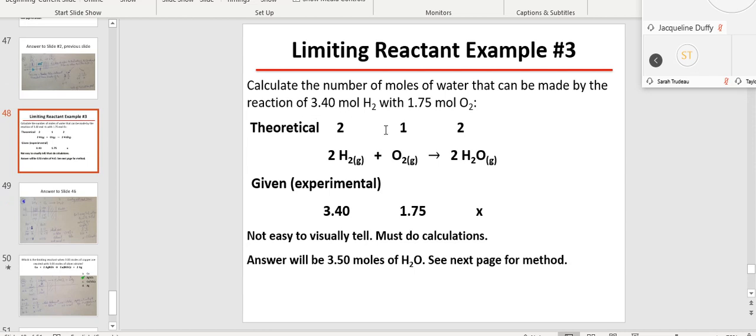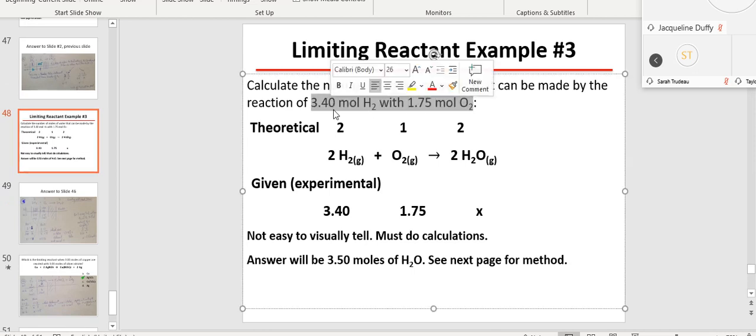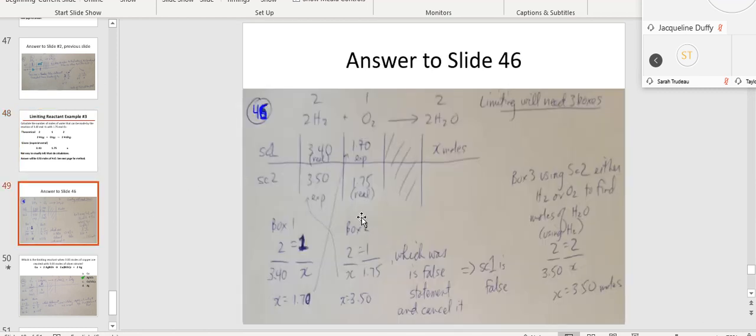Again, calculating the number of moles of water that can be made from the reaction of 3.4 moles of hydrogen with 1.75 moles of oxygen. Ding, ding, ding. There's a limiting reagent. That's how you tell. Set it all up the same way. Okay. And I think I've done it right here. And you see here, set it all up the same way. Scenario 1, I gave you this and I gave you this. You need to figure out which one is your limiting reagent. Okay. Which means you're going to do box number 1 to get this answer. Box number 2 to get this answer. Figure out which is a false statement.